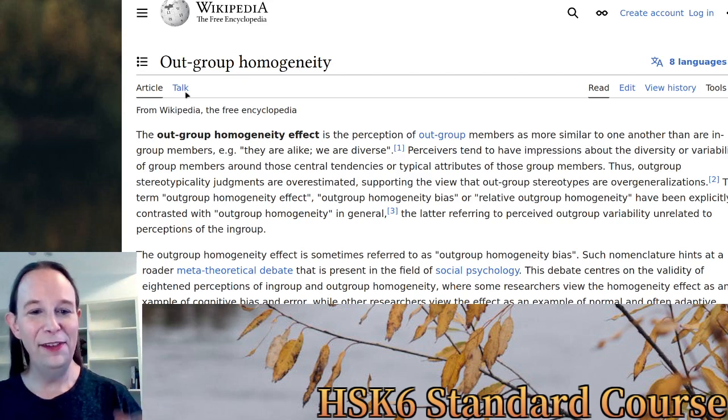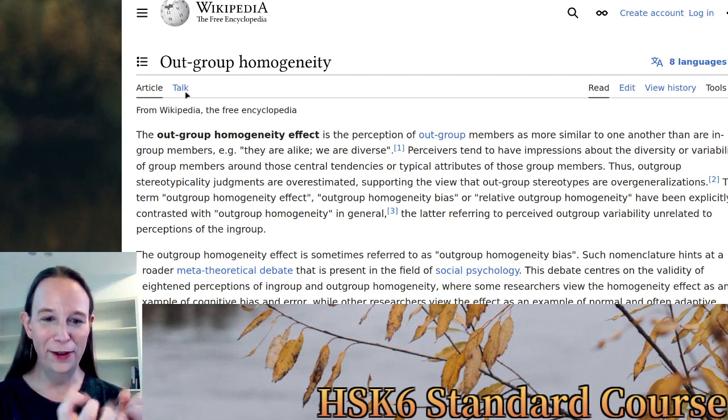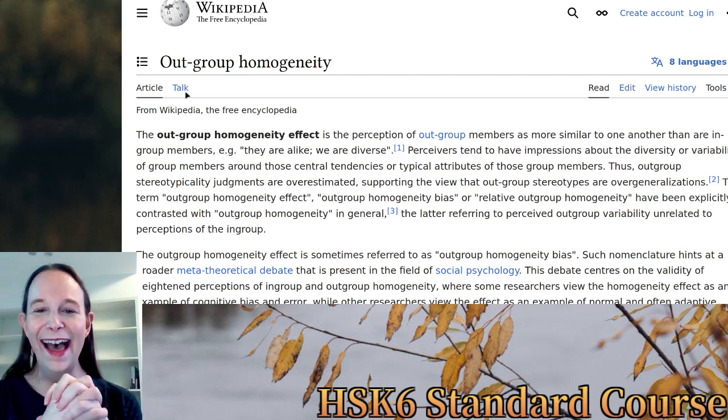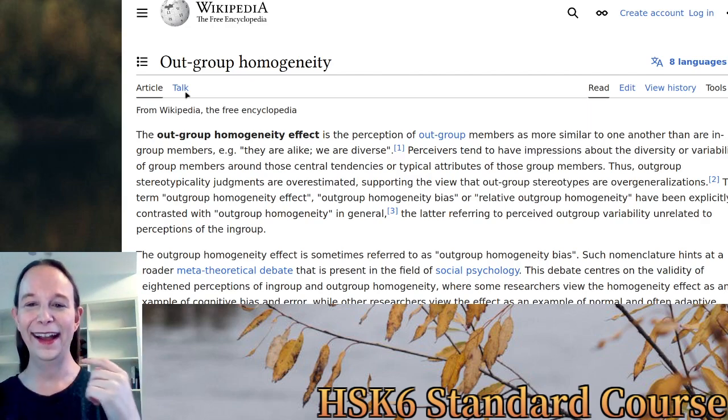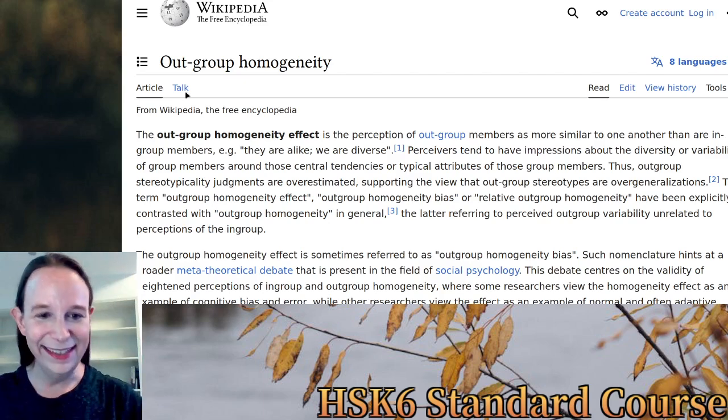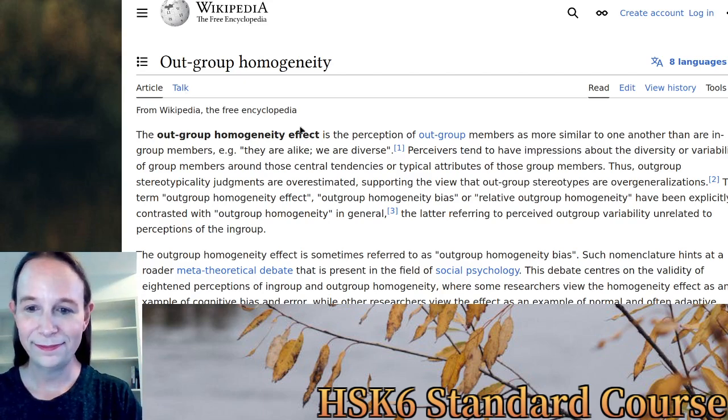So if you've gone to a single-sex school and then you've finished school, you may have a very nuanced view of your own sex, and a less nuanced view of other sexes.